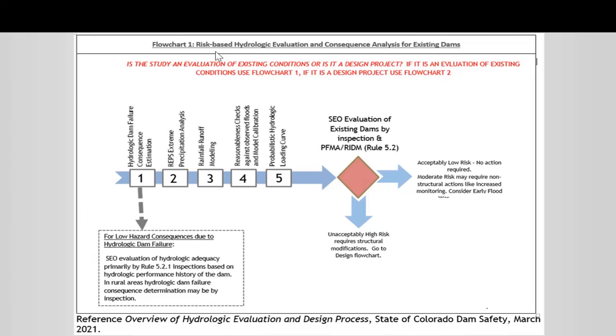So the question in red, the big red letters, is the study and evaluation of existing conditions. If it is, use flowchart 1. So this is flowchart 1, the process for safety evaluation of existing dams for hydrologic adequacy. Step 1 is to determine consequence estimation from hydrologic dam failure. So we're looking at potential failure mode, hydrologic potential failure mode.